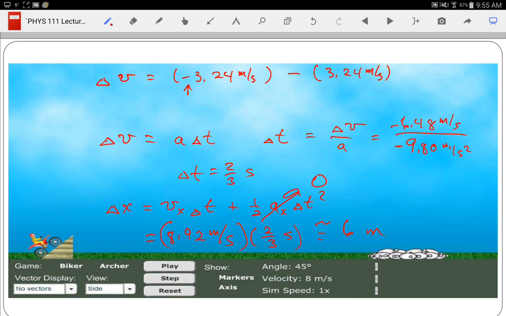Any questions on how I did this? Is air always negligible? I'm glad you asked.